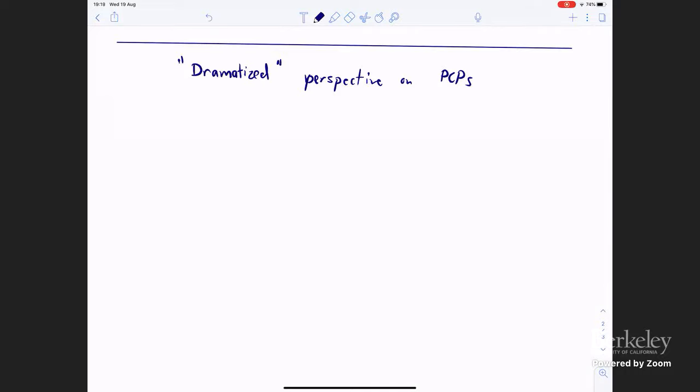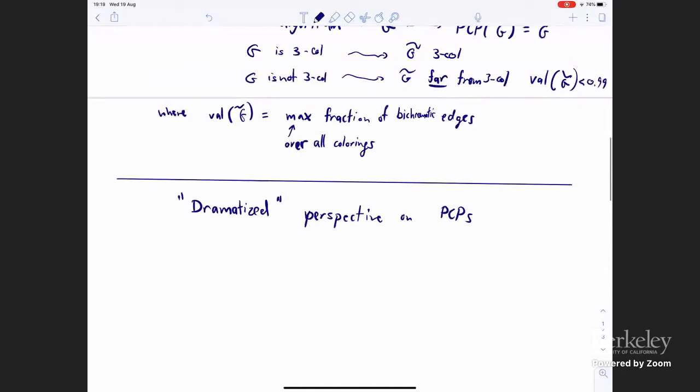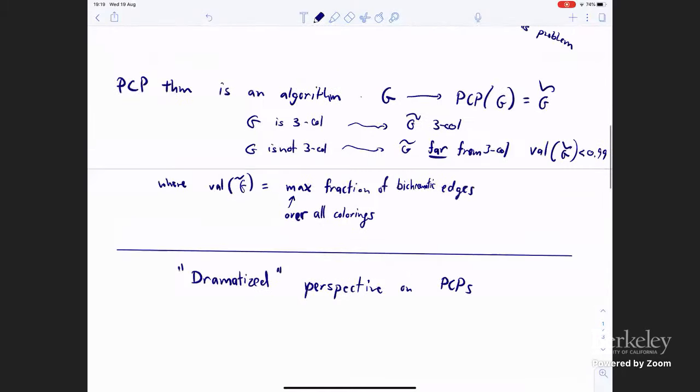Okay, so far, Irit, the perspective I gave. Irit, there's a question in the Q&A that might be good live. The question asks, does 0.99 depend on the graph G? Oh, okay, great. So thanks for the question. So there was a 0.99 here. 0.99 does not depend on the graph G.